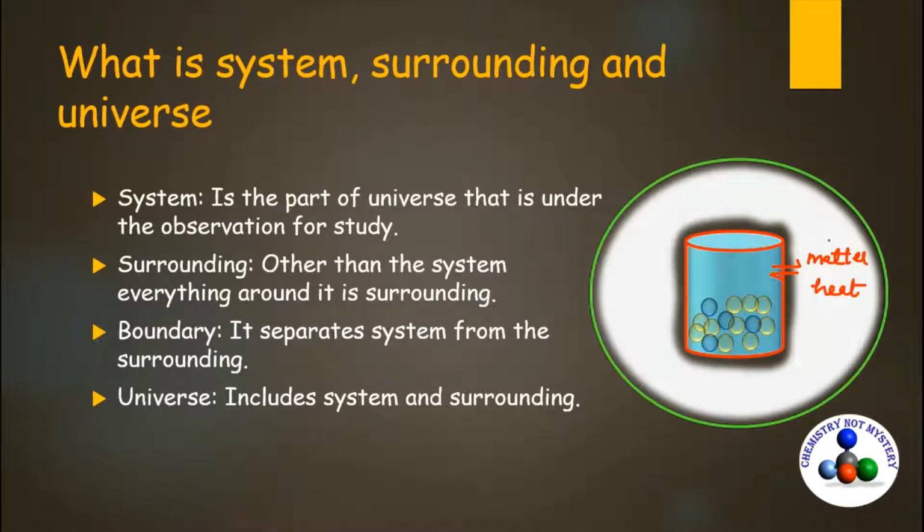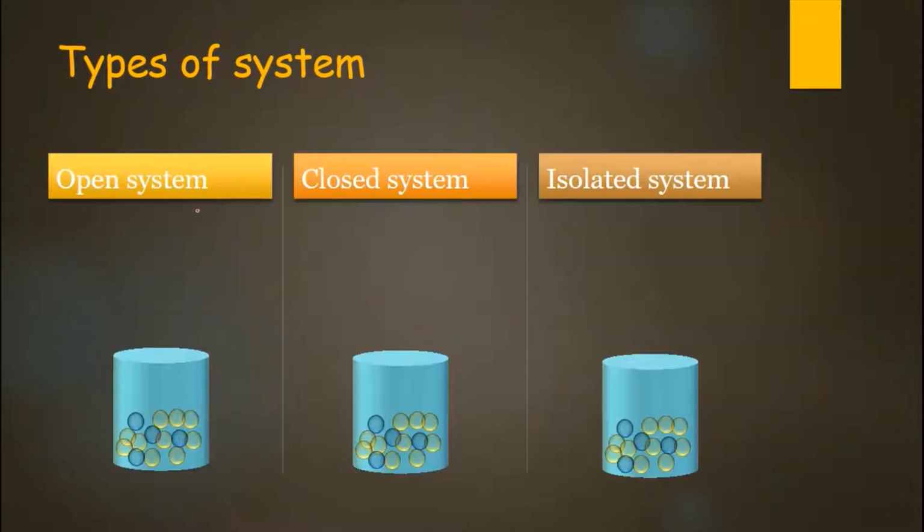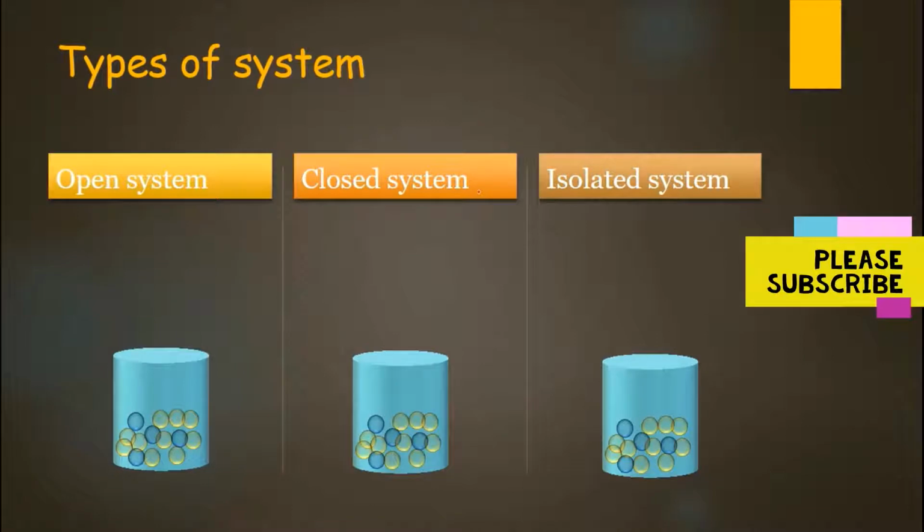On the basis of it, system can be classified into three categories: open system, closed system and isolated system. So let's see how they are different from each other. As you have observed here, in an open system, matter can exchange between system and surrounding, and heat also may exchange between system and surrounding through the wall of the container. So such type of system is known as open system.